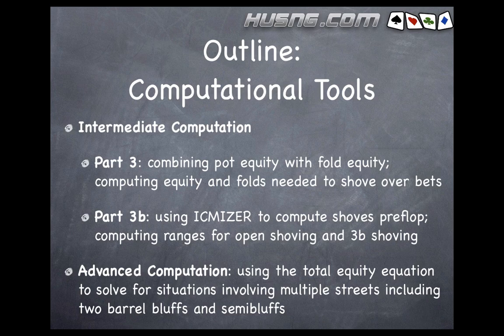And specifically, we're going to be using the total equity equation to solve for situations involving multiple streets. So we need to look at how villain's flatting percent affects our bluffs. How does equity of our hand affect our bets as well? And so I present sort of a general approach and general solution to this problem. And I also build a few approximation tools to be able to look at two-barrel bluffs. That'll improve on the approximation we built in part 2, and also on semi-bluffs. We'll be looking at how equity affects how many folds we need on a semi-bluff.